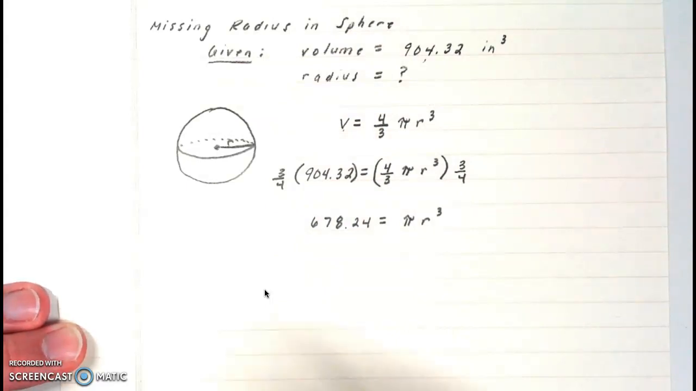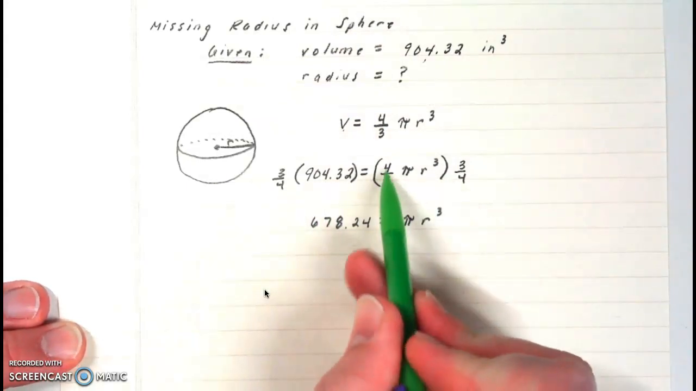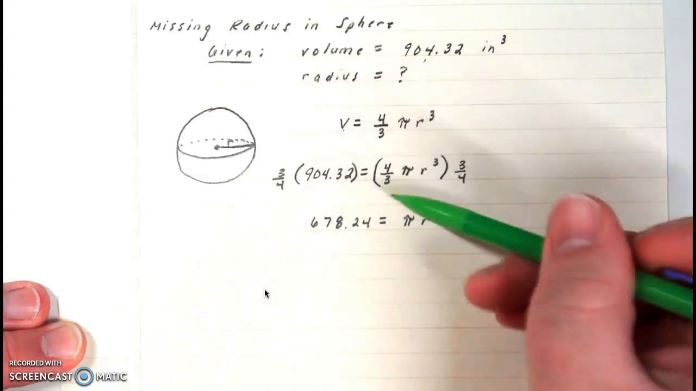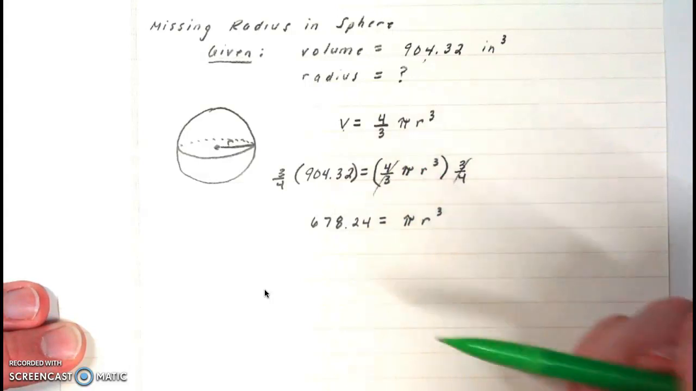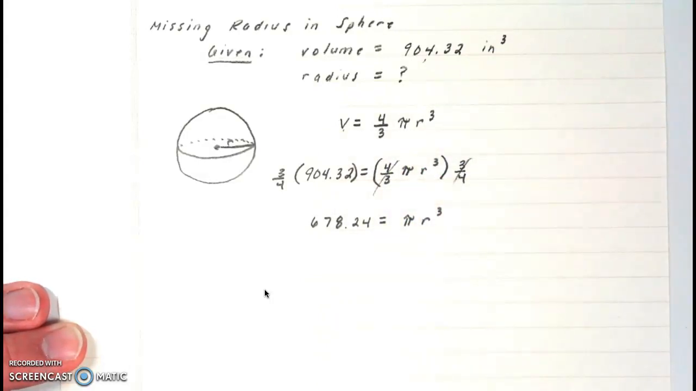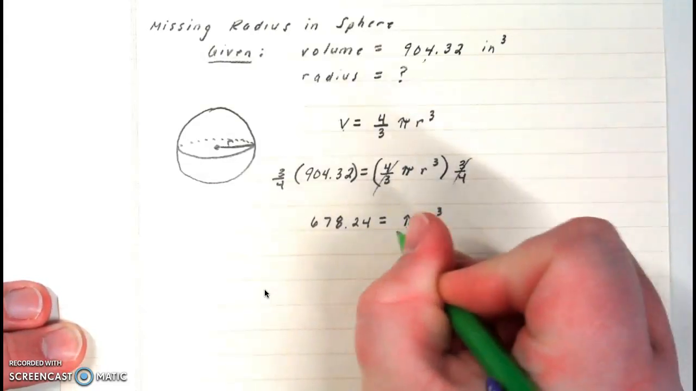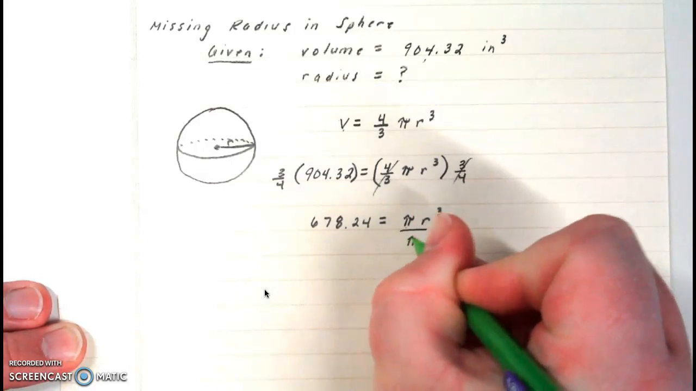Okay, again, we just took both sides multiplied by the reciprocal of 4/3, which is 3/4. 4/3 times 3/4 is really 12/12, which is 1, so that effectively disappears. Now, we have to get r alone, so we need to get rid of pi, so we're going to divide both sides by pi.